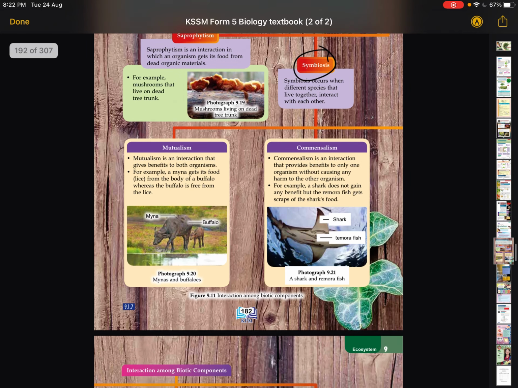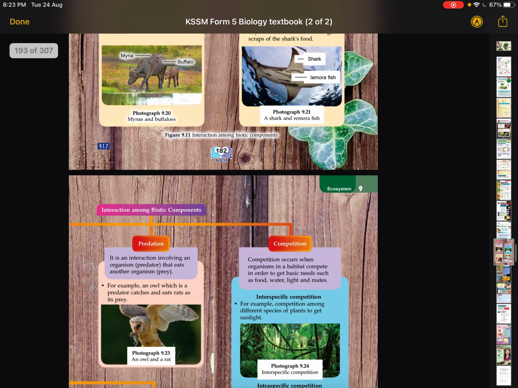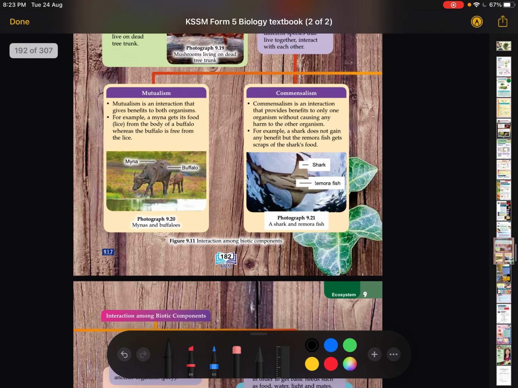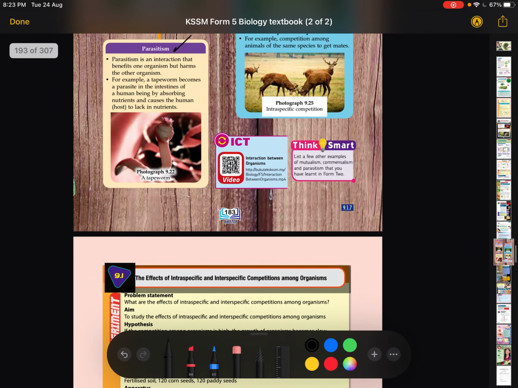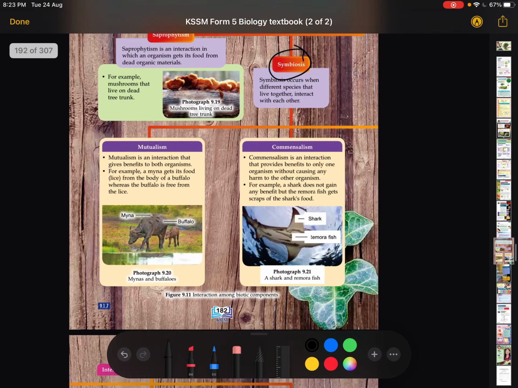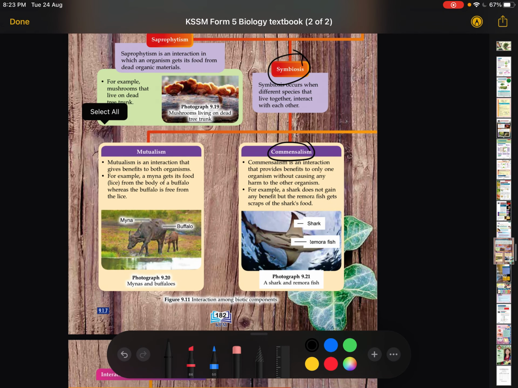Next is types of interactions. We talked about symbiosis already, where two different species interact with each other. So we talked about parasitism already, where one gets benefit and the other one doesn't. An example would be a tapeworm and the intestines of a human being. Another example would be commensalism, where one gets benefits and the other doesn't.